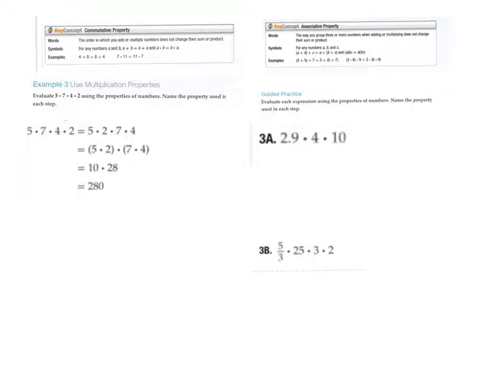Now, in this case, we have multiplication properties, and they have two of them, the commutative property and the associative. Commutative means to move, and associative means to group. So if we change the movement of where the numbers are located, or we change the group, we have these properties. So let's look at what we have. Here's our original. So we have 5, 7, 4, 2, but then we have 5, 2, 7, 4. So we've moved them around, so this is the commutative property.